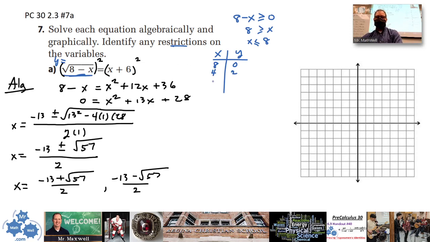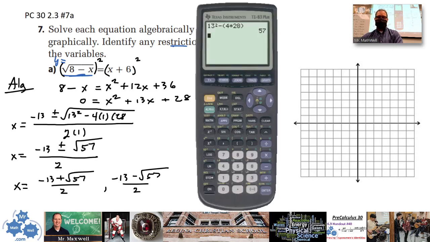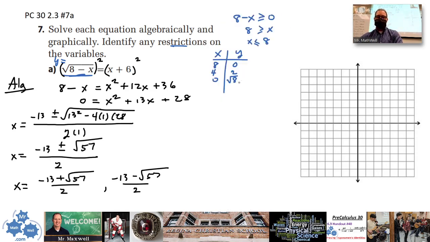Let's see, if I make x 0, so what's the square root of 8? Well, root 8 is going to be just under 3. Square root 8 is 2.828. So I've got a few points there.